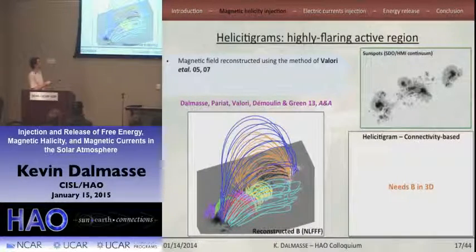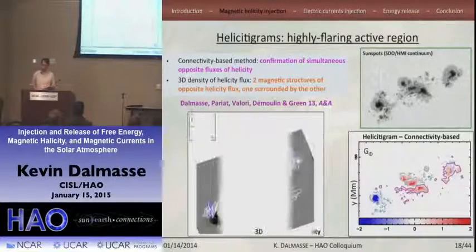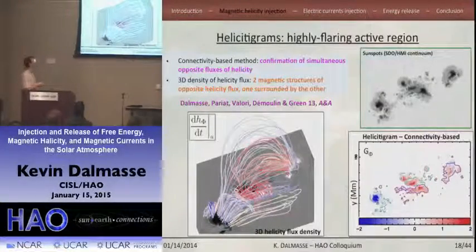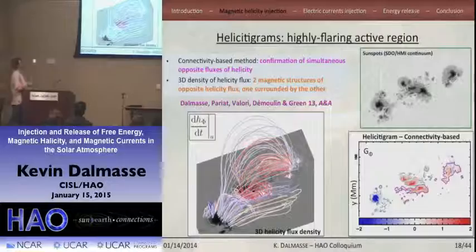Then I used the connectivity of the magnetic field lines of this extrapolation to compute the helicity flux density map with the connectivity-based method. And so with my method, I was able to confirm the opposite signals of helicity flux in this active region. And by plotting the helicity flux density per magnetic field line, I was able to identify two magnetic structures of opposite helicity, one central structure with positive helicity flux, below a structure with negative helicity flux.